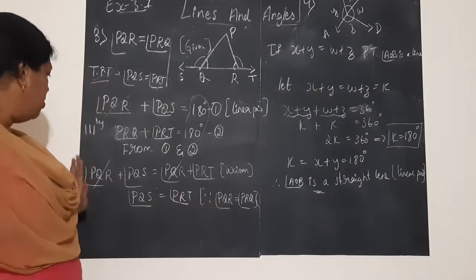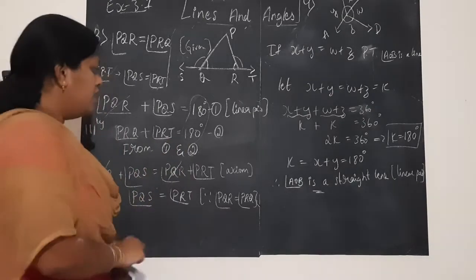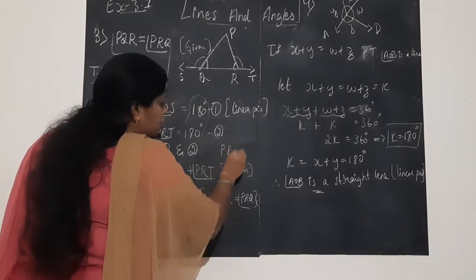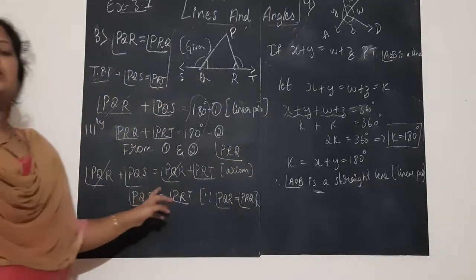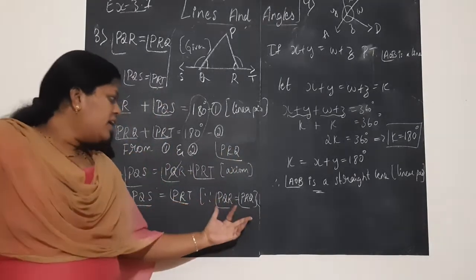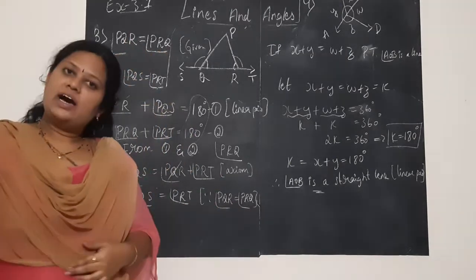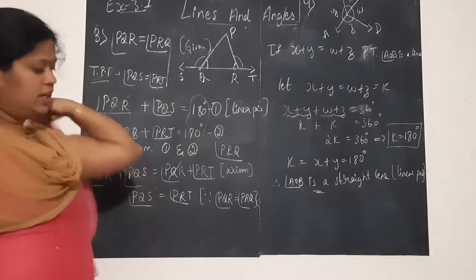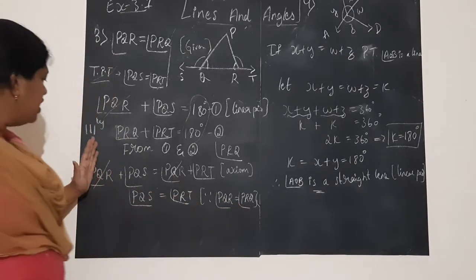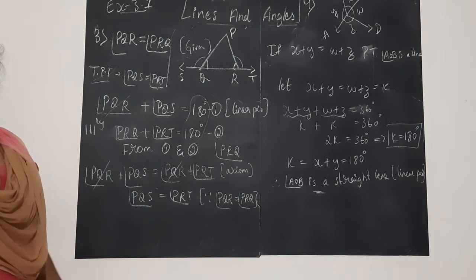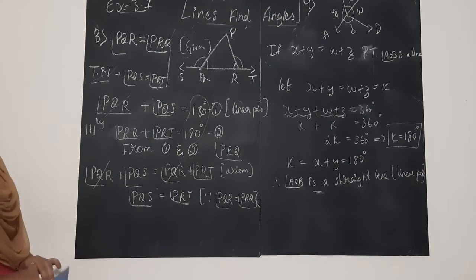Okay, now I will cancel PQR, PQR. But you may wonder, here PRQ should be there, no? But how can I write PQR in place of PRQ and cancel? Here I have written what they have given. PQR is equal to PRQ, they have given us. Based on the given data, I can replace PRQ by PQR so that PQR will get cancelled and I am left with PQS is equal to PRT.